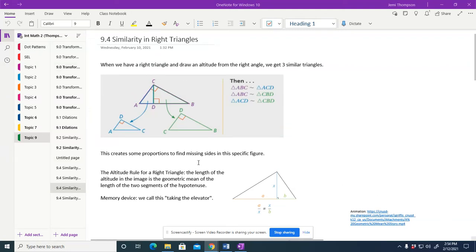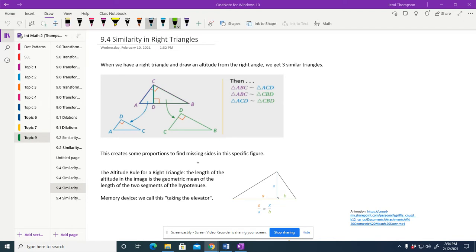Hello, welcome to the notes, 9.4, similarity in right triangles. The situation that we have here is that we have a right triangle that then has an altitude drawn, which creates three total similar right triangles. So I've got the static image there on your left. I'm going to draw another picture here to kind of walk us through as we go here.